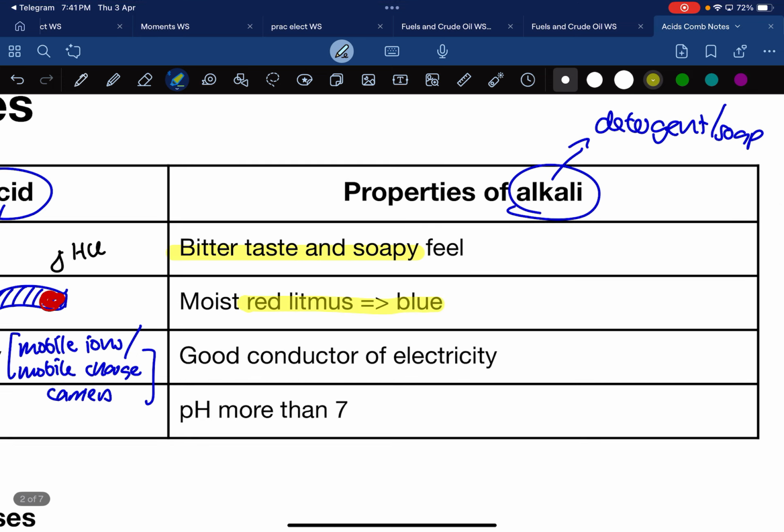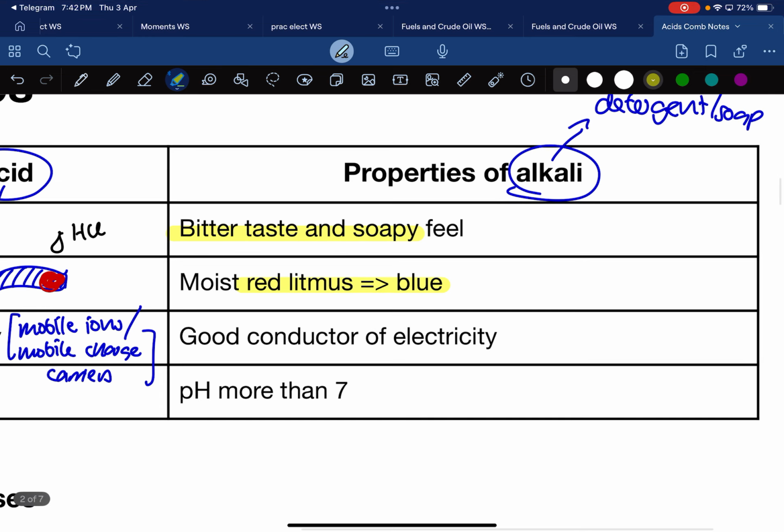Next, moist red litmus will turn blue. Acid turns blue litmus red. Alkali turns red litmus blue. Cool? Toothpaste an alkali? No, toothpaste does not contain alkali. Toothpaste contains a lot of other things.